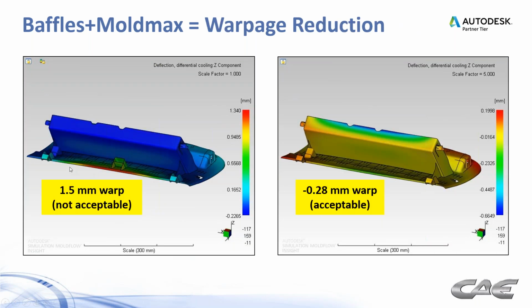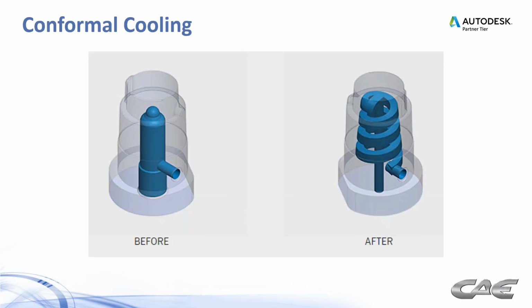So whereas we started with 1.5 millimeters of warp in the original design, now we're actually warping in the opposite direction, but the magnitude's only 0.28 millimeters. So we're in a much more acceptable range of warpage, and we did a lot of good things with the cooling there, all with conventional tooling.